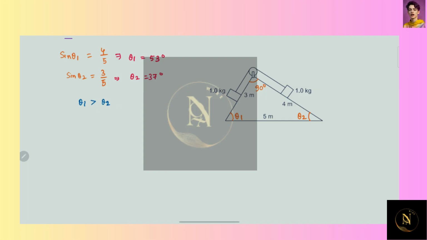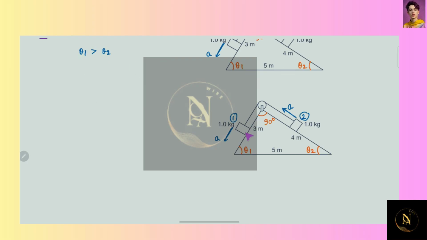That implies that this 1 kg block, the left side one, is going to slide downward. Let's say this is the first block, and this is the second block. The first block is going to slide downward with acceleration a. If this block is sliding downward with acceleration a, then the second block will slide upward with the same acceleration a. Now let's find the forces acting on both the blocks.